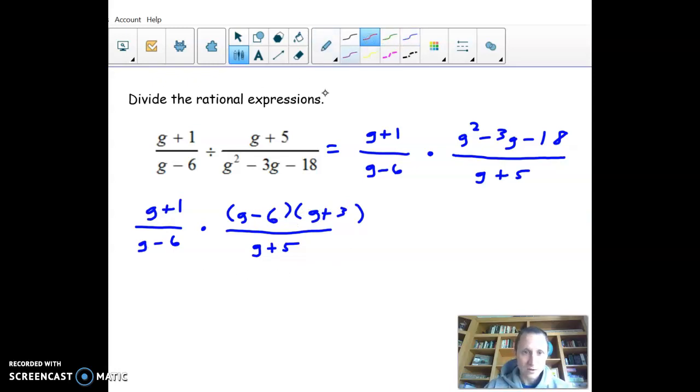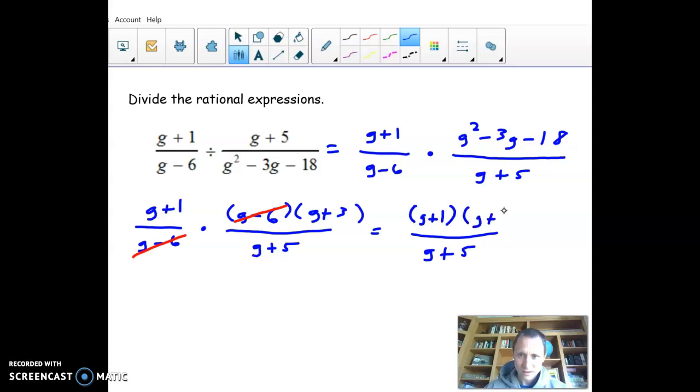Okay, and now we just go through and say, okay, here's a g minus 6, g minus 6, those cancel out. And then what are we left with? The denominator is just g plus 5. And then the numerator is the g plus 1 times the g plus 3. And I believe that's it. Right? That's a simplified version of what we started with.